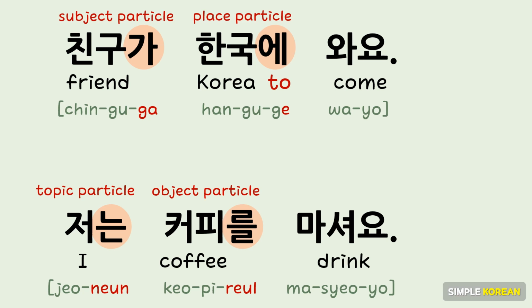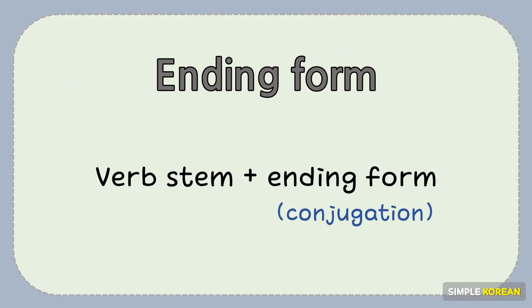저는 커피를 마셔요. 는 is a topic particle. Topic particle is used as a subject particle in many cases. 를 is an object particle.